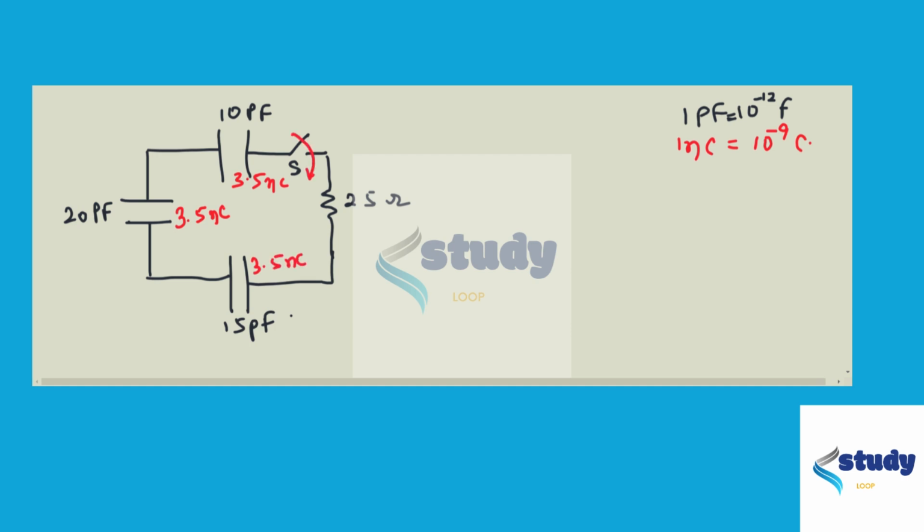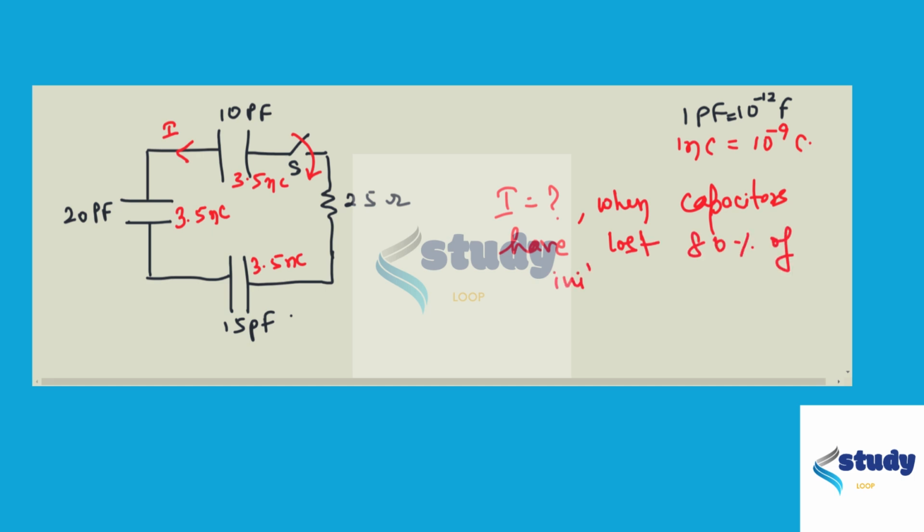Now the switch is closed, and after this we need to figure out the current in the circuit. Let us say I is the current, and we need to find out the current in the circuit when all the capacitors have dissipated, or we can say lost, 80% of the initial energy.